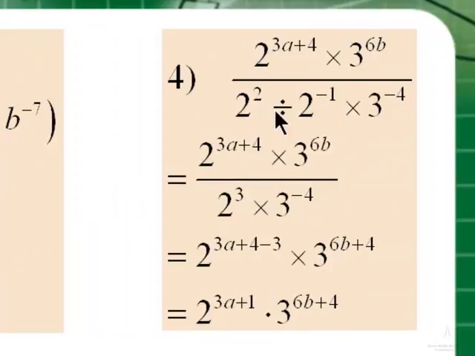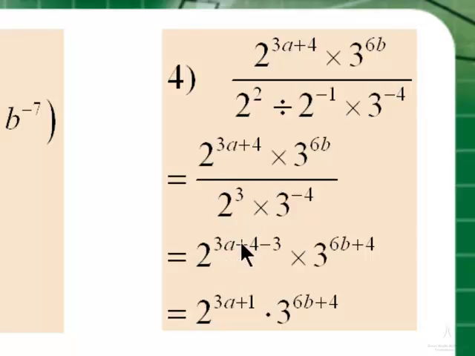In example number 4, we would just consider this particular one, which looks slightly different. The rest I've just left like that. Now this means 2 to the power 2 divided by 2 to the power minus 1. So use your division rule and it becomes 2 to the power 2 minus 1, so 2 to the power 3. And now I take everything to the top and combine the exponents where the bases are the same.